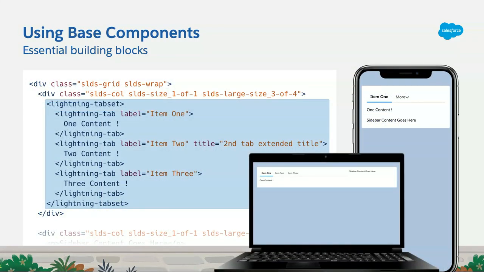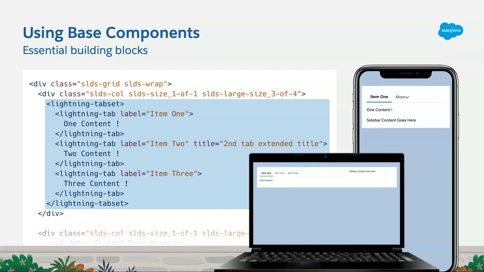So I copied the Lightning tab set example over to my project, and instantly, without doing any more work, I have a responsive, living, rendered component on my screen. That's the power of Lightning and base components, because I did no work to make that appear on mobile. It just responsively adjusted to the viewport width.